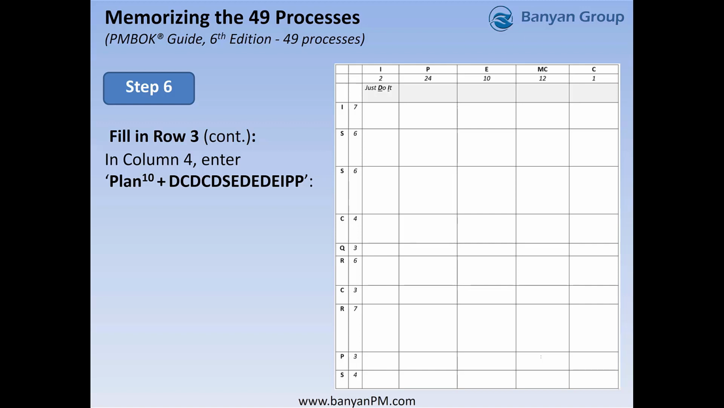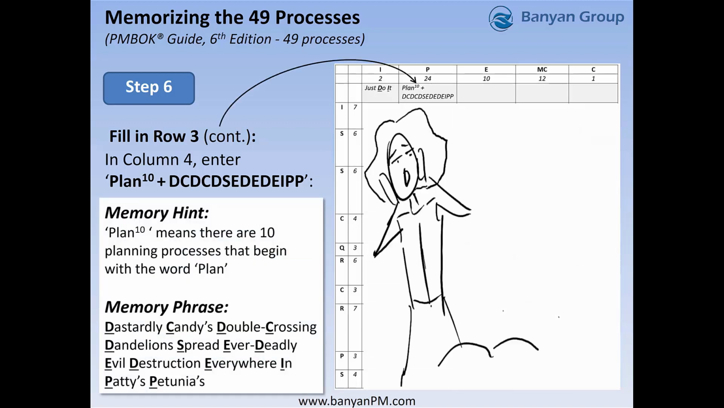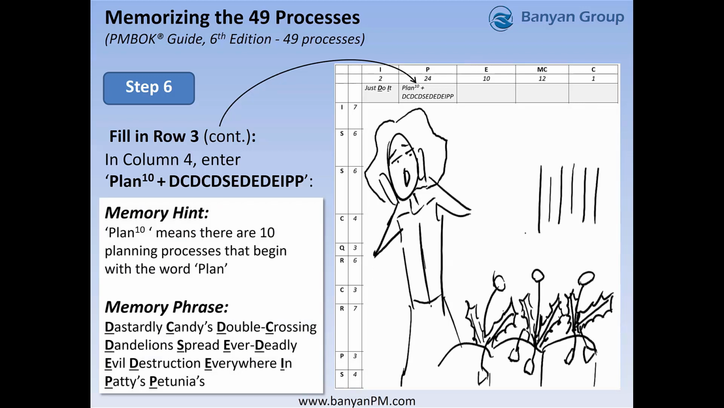Well, we have another memory phrase to help us remember that long string of 14 letters. Dastardly candies, double-crossing dandelions, spread ever deadly evil destruction everywhere in Patty's petunias. Obviously, Candy, the neighborhood tyrant, enjoys sprinkling dandelion seeds in the flower beds of her neighbors.